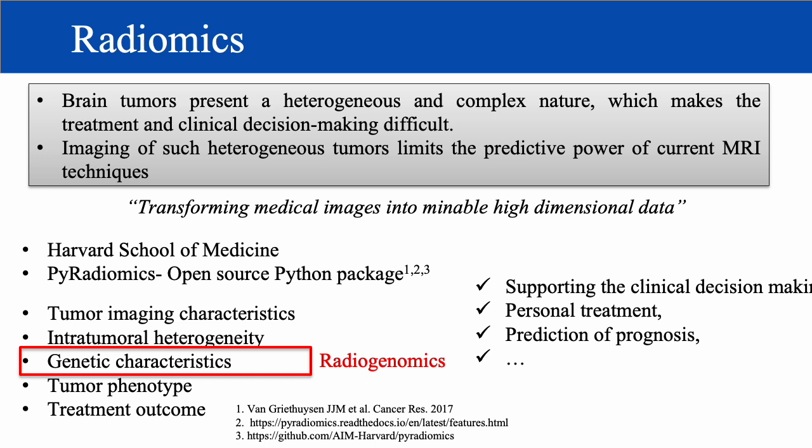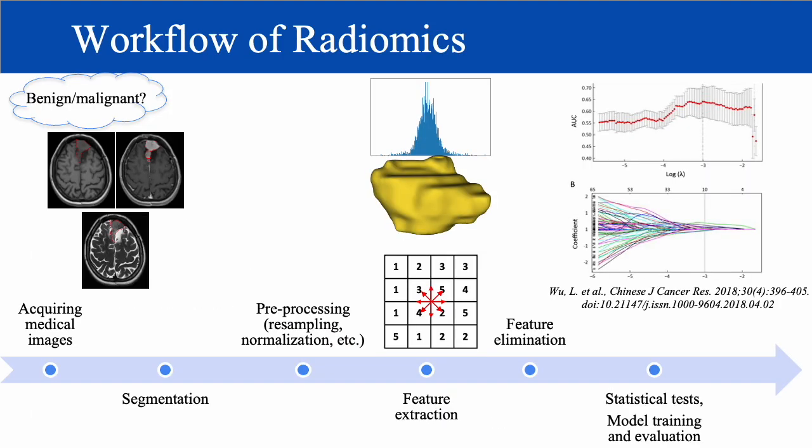PyRadiomics is an open source Python package that was proposed by Harvard School of Medicine. This is a generic workflow of radiomics. As an example, we try to predict whether this tumor is benign or malignant based on multi-contrast MRI data.